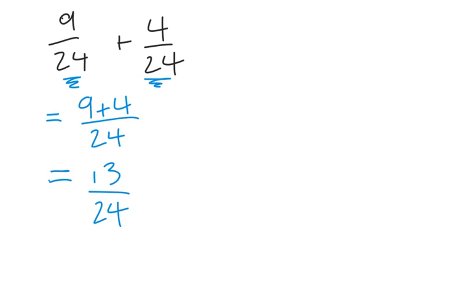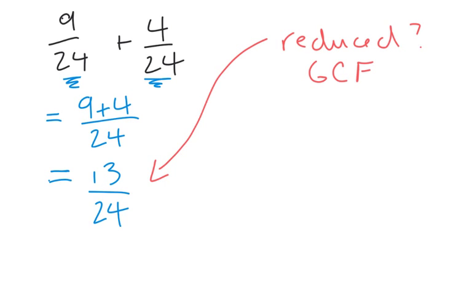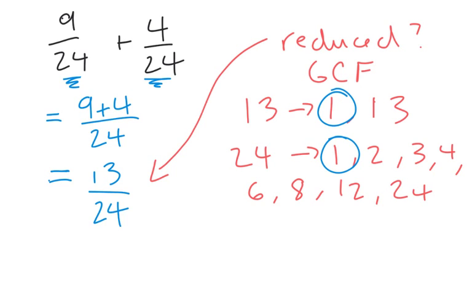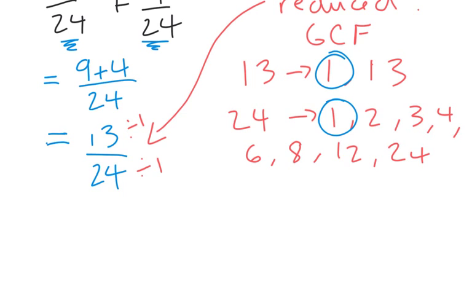At this point, you need to ask yourself this question: is 13 over 24 reduced? Well, we can go ahead and check that by finding the greatest common factor of both 13 and 24. So the factors of 13 are 1 and 13, while the factors of 24 include 1, 2, 3, 4, 6, 8, 12, and 24. As you can see, the greatest common factor here actually is just 1. And if you divide 13 by 1 and 24 by 1, nothing happens. It remains the same. So 13 over 24 is, in fact, your final answer.